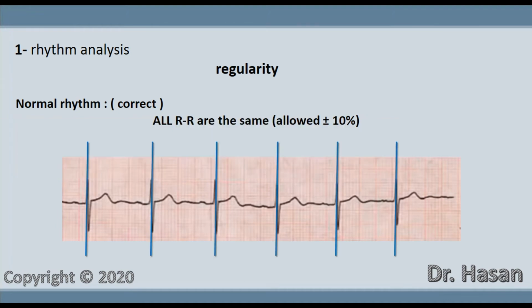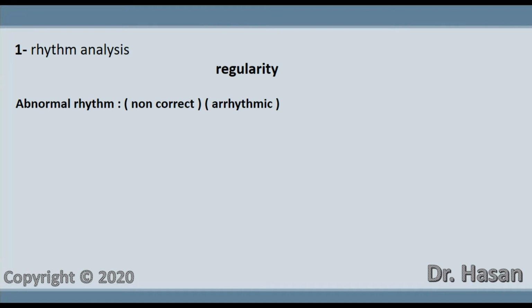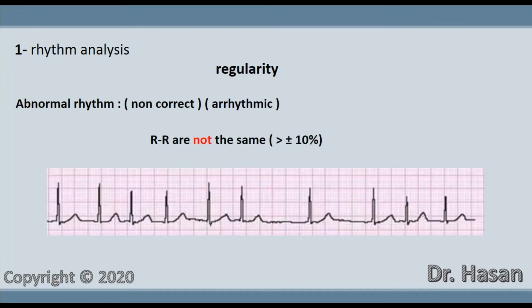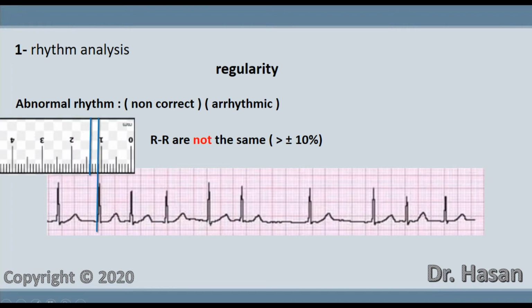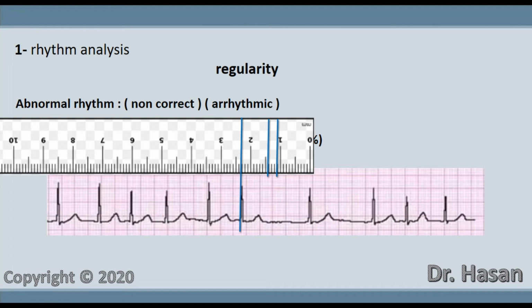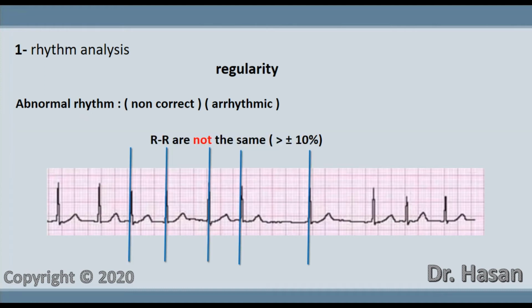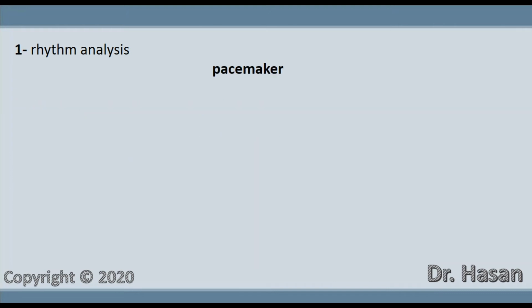But when the RR intervals are different, meaning more than plus or minus 10%, then the rhythm is incorrect and it's called arrhythmic. Let's take an example. Look here, 1.4, 1.1, 2.3. It means that the rhythm is arrhythmic. Now, let's talk about the pacemaker. Always remember, normally the pacemaker should be the sinus node. This means that the excitation always should start from the sinus node. We talked about that in the first chapter, in the video on the conduction system of the heart. You can go back and watch this video.